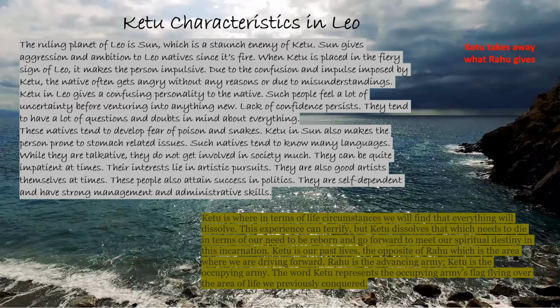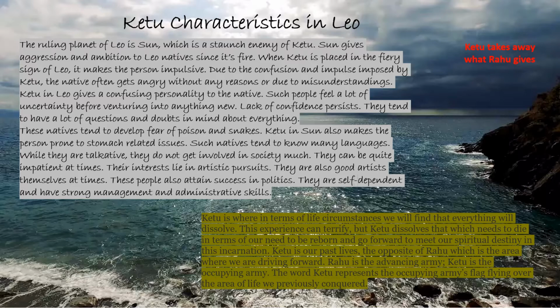This is a brief summary or synopsis of the Ketu characteristics in Leo. And why Ketu? Ketu is the ruler of Magha Nakshatra, and Ketu takes away what Rahu gives. In terms of life circumstances, with Ketu we will find that everything dissolves. This experience can terrify us, but Ketu dissolves that which needs to die, in terms of our need to be reborn and go forward to meet our spiritual destiny. Ketu is our past life, the opposite of Rahu, which is the area we are driving towards. Remember, Ketu too is illusionary, and Ketu is in the now. Ketu is the occupying army, while Rahu is the advancing army, which is why when I talk about Ketu, I always say, been there, done that. The word Ketu represents the occupying army's flag flying over the area of life we previously conquered.